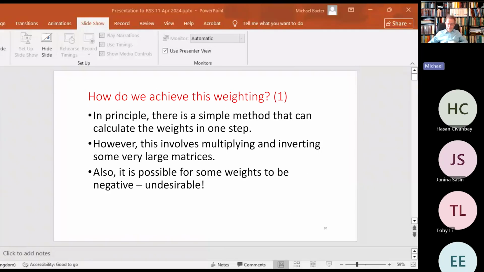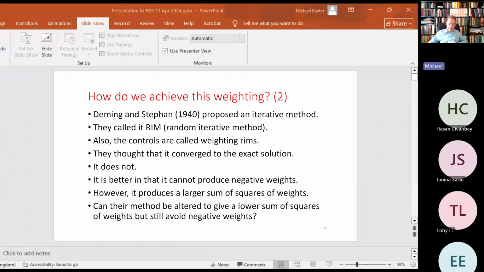Now, it's been known for a long time that there's a simple method that can calculate the weights in one step. But there are two problems. It involves multiplying and inverting some very large matrices. If you've got, as in one survey I dealt with, tens of thousands of respondents, then you have to invert a matrix that's tens of thousands by tens of thousands. It's also possible for some weights to be negative. And it's ridiculous. You're saying that if you add this person to your sample, it actually reduces the amount of information you have.